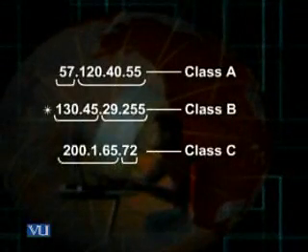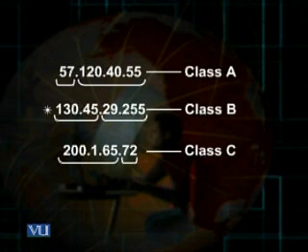Class B type network is the one for which 2 bytes are reserved to indicate the network address or network number, and the last 2 bytes are for the host machines which constitute that B type network.